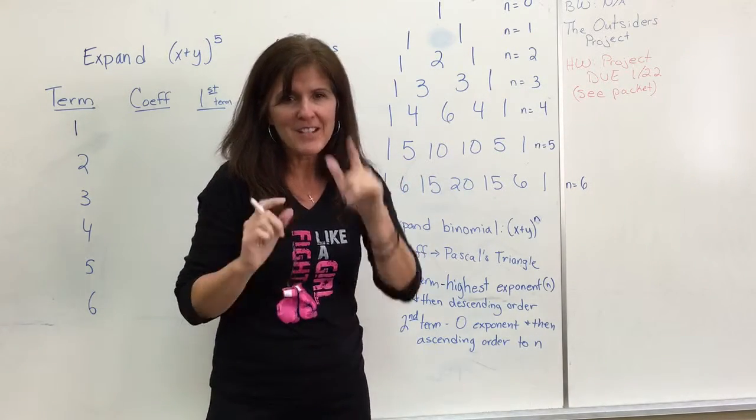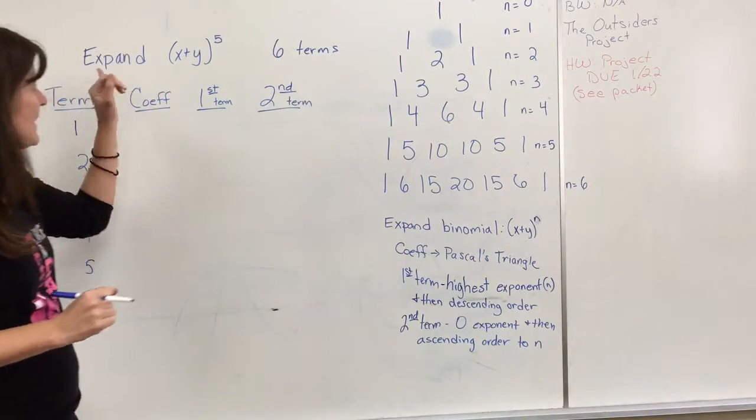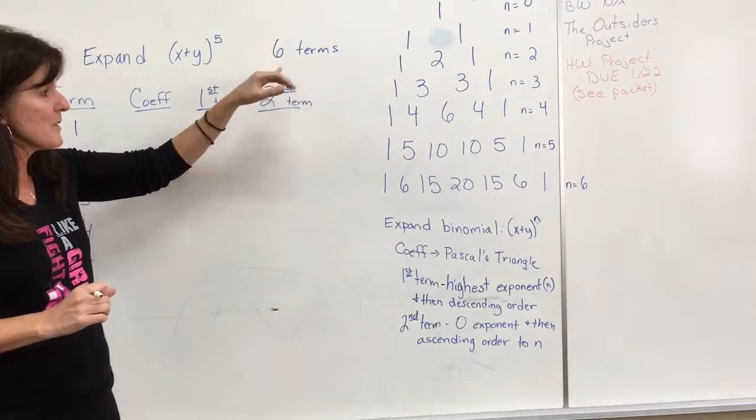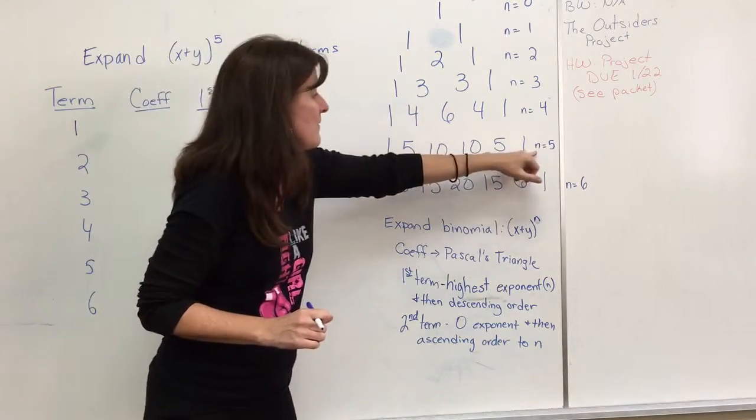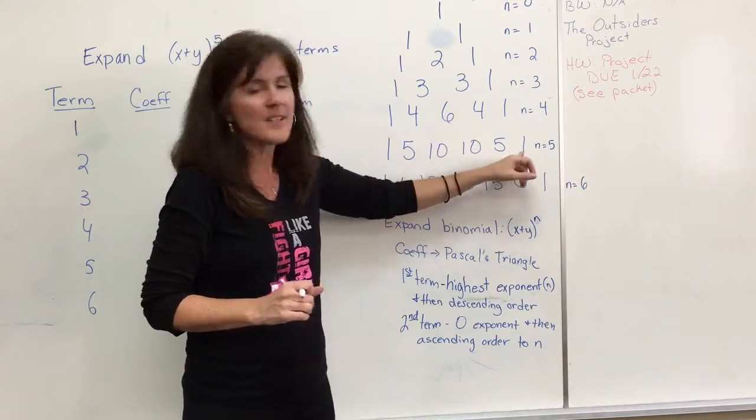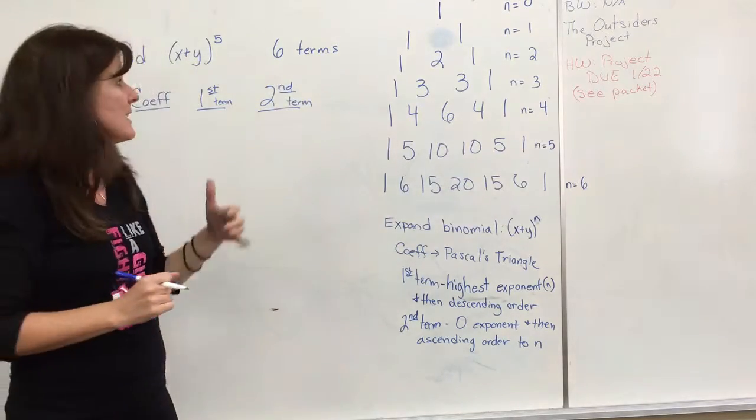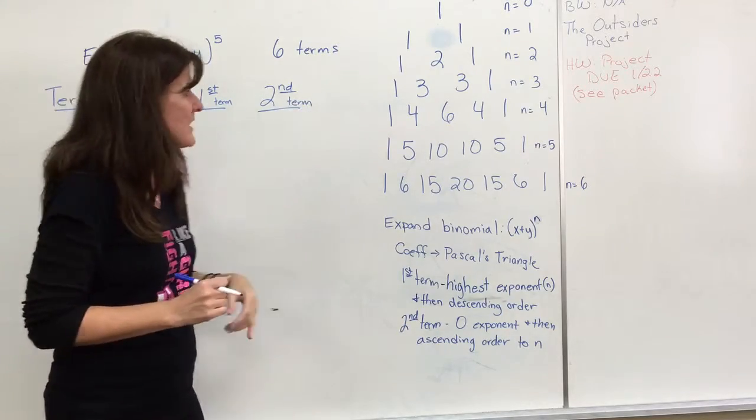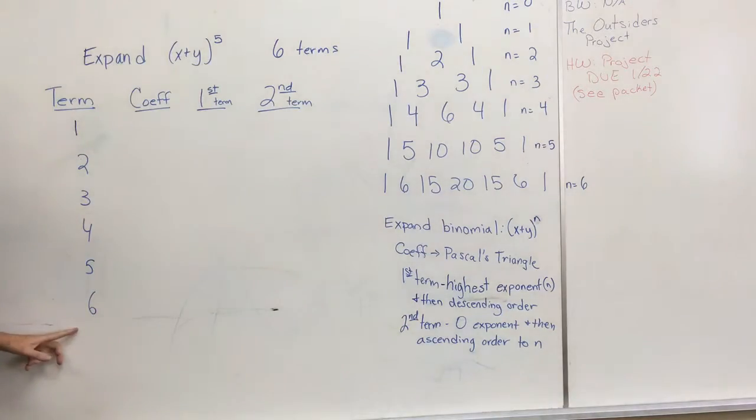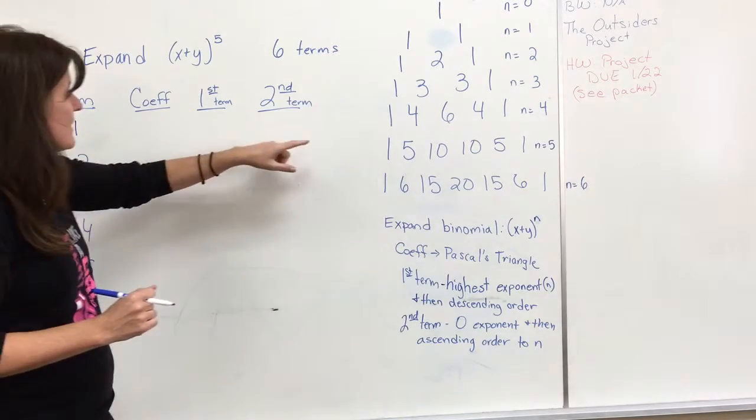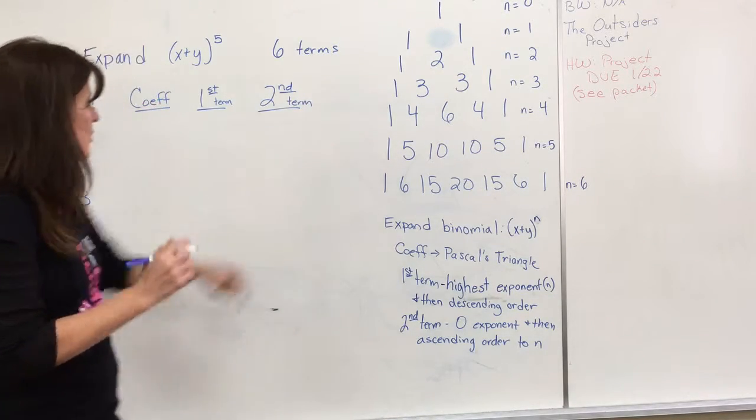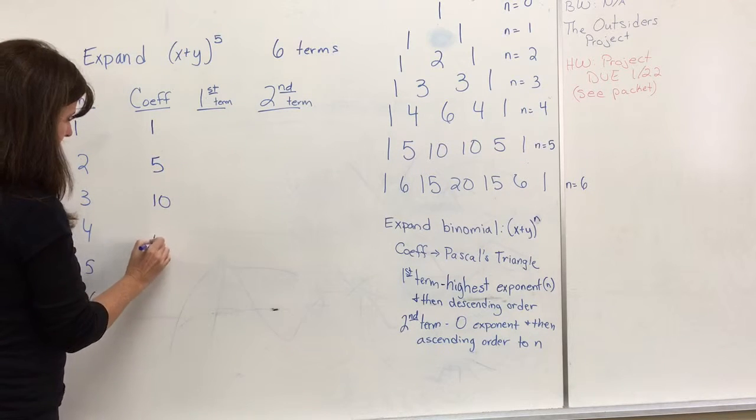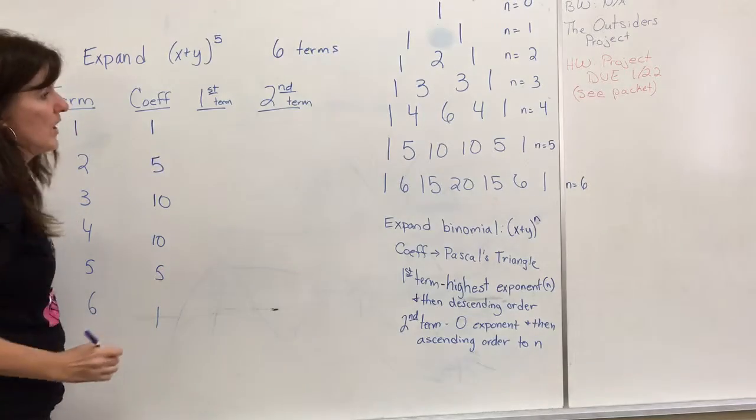Not sure you understood all that, so let's do a problem. If I want to expand x plus y to the 5th, I know there can be 6 terms because if I go down here, n equals 5, and I have 1, 2, 3, 4, 5, 6. Another way to know it is the number of terms is always n plus 1. So I know I have 6 terms, so I write here terms 1 through 6, and then my coefficients are going to come from this row. So I'm going to write 1, 5, 10, 10, 5, 1.